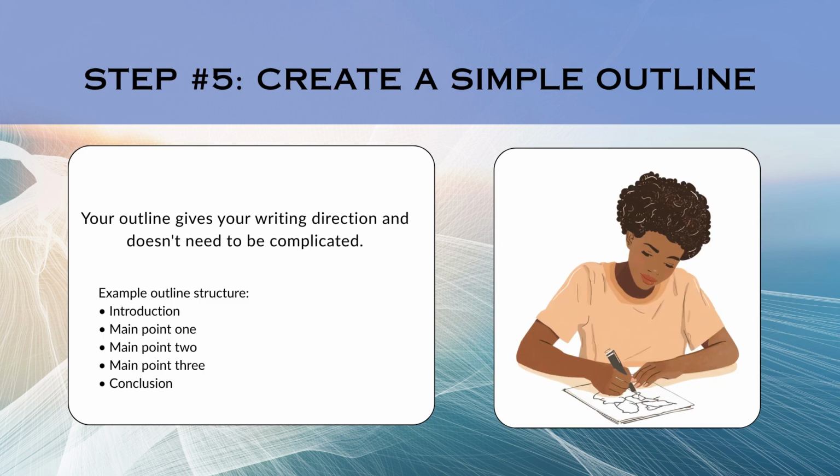The fifth step is to create a simple outline. Your outline is a basic structure of what your research will look like. For example, introduction, main point 1, main point 2, main point 3, conclusion. This does not need to be complicated. It simply gives your writing direction.